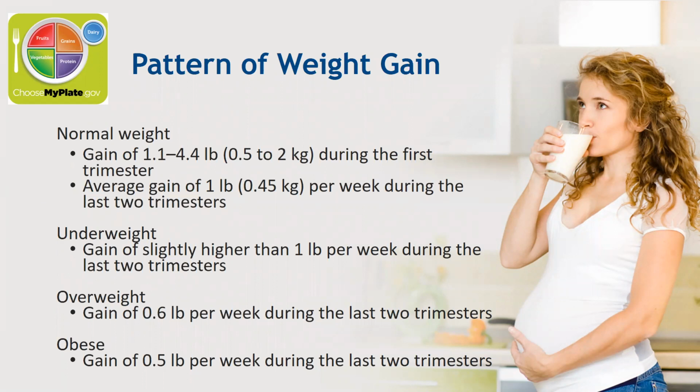During the first trimester, she may gain 1.1 to 4.4 pounds. Average gain is about 1 pound per week during the last 2 trimesters. Underweight women need to gain a little bit more than that, slightly higher than 1 pound per week during the last 2 trimesters. Overweight women would gain a little bit less, which is 0.6 pounds per week during the last 2 trimesters. And if they're very obese, it is 0.5 pounds per week during the last 2 trimesters.